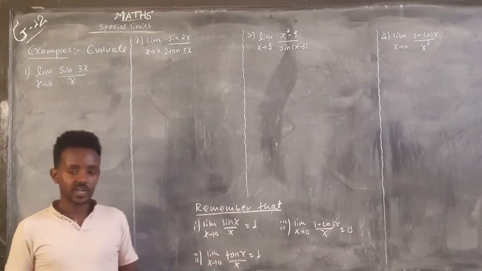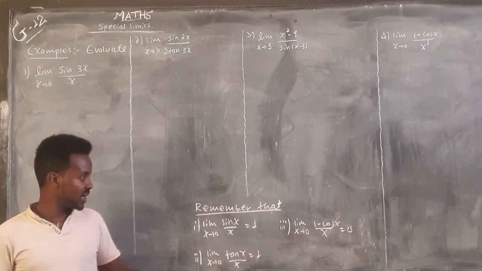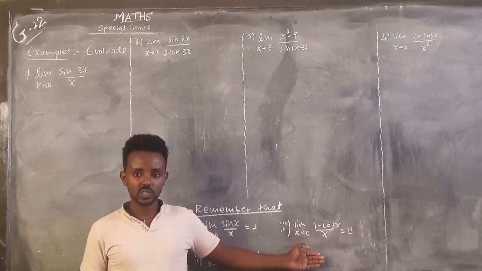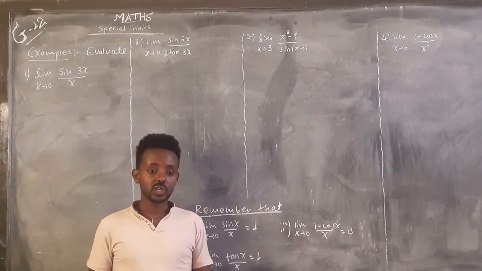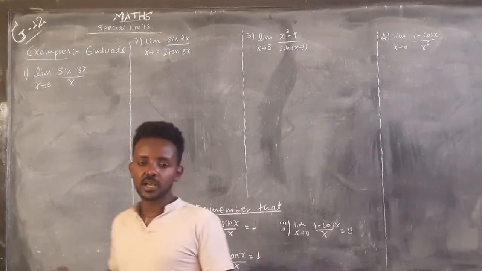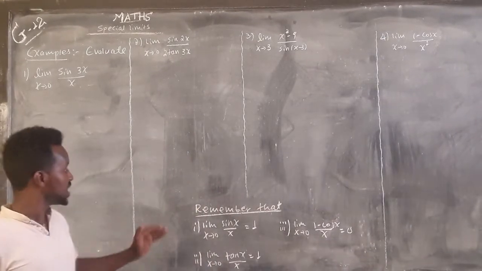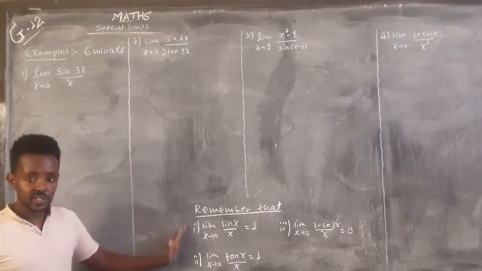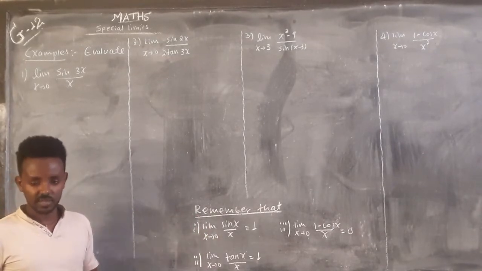Remember that limit of sin x over x as x approaches 0 is 1. Limit of tan x over x as x approaches 0 is 1. And limit of 1 minus cos x over x as x approaches 0 is 1. Let's try to see some related examples, some related problems to the given special limits.